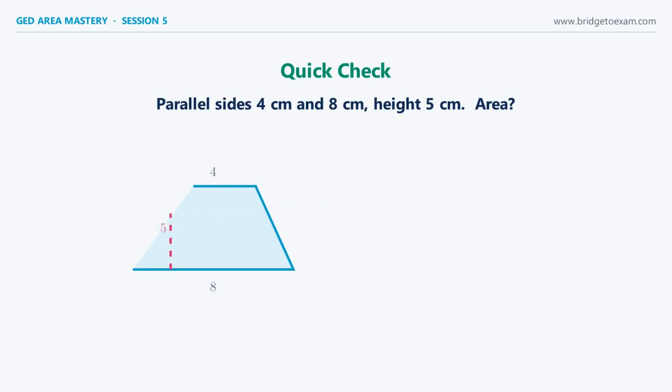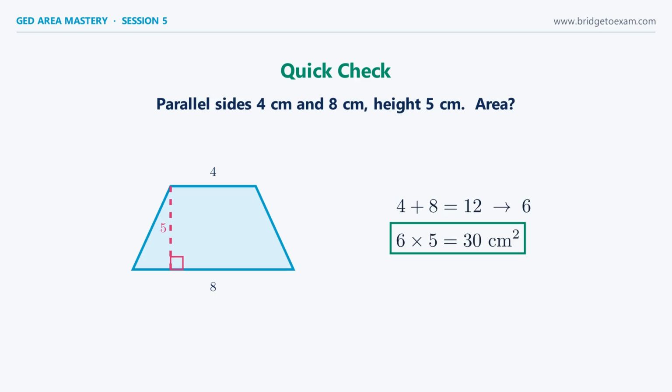Your turn. Parallel sides 4 and 8 centimeters. Height 5. Add. 4 plus 8 is 12. Half is 6. 6 times 5 is 30 square centimeters. If you got 60, you forgot to halve.